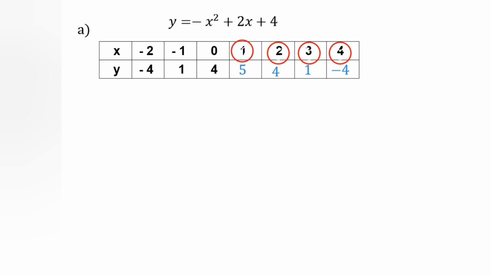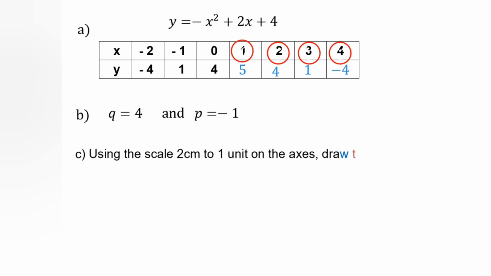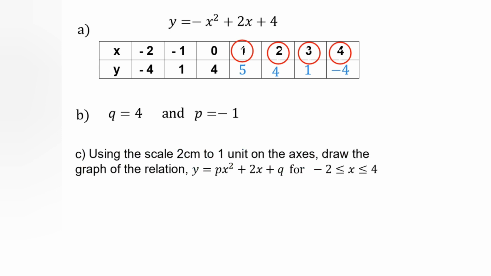The B asks us to find the values of P and Q, and we've already calculated that. So we got Q to be 4 and P to be -1. That is the B. Now let's look at the C. For the C, we are asked to use a scale of 2 centimeters to 1 unit on the axis, that is both the y and the x-axis. We have to draw the graph of the relation.